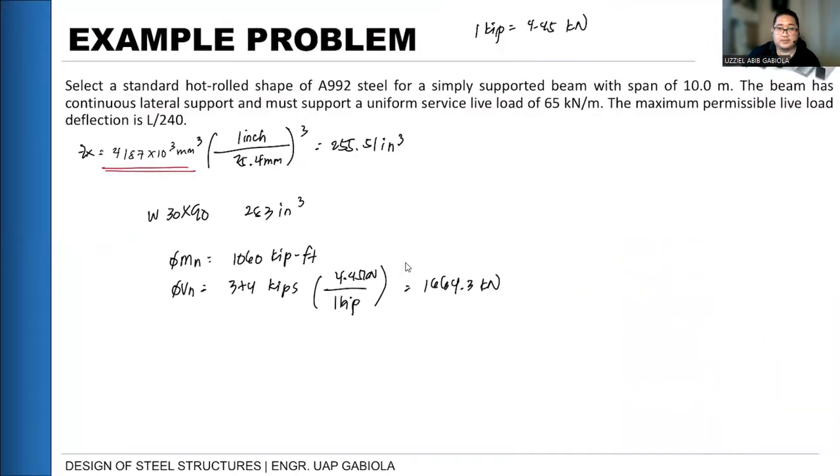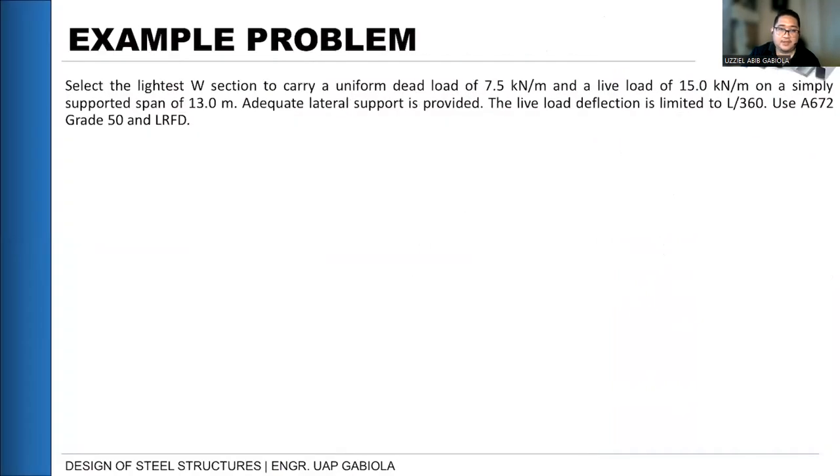Okay. Next question: select the lightest W section to carry a uniform dead load of 7.5 kilonewton per meter and a live load of 15 kilonewton per meter on a simply supported span of 13 meters. Adequate lateral support is provided. The live load deflection is limited to L over 360. Use A572 Grade 50 and LRFD. So again we have a simply supported beam.